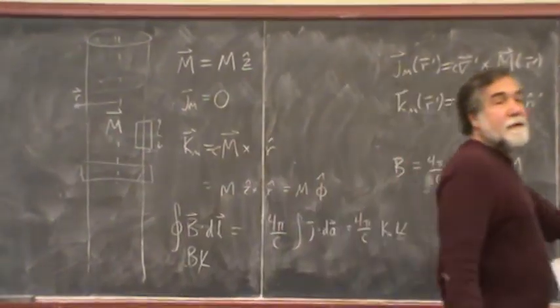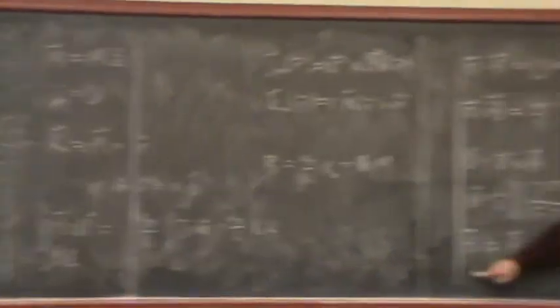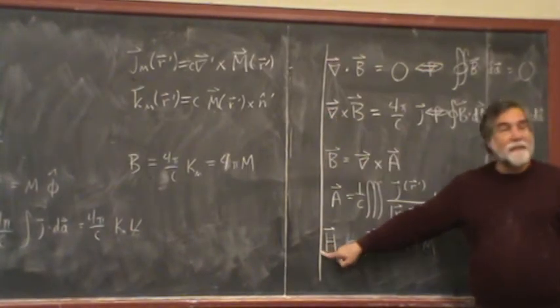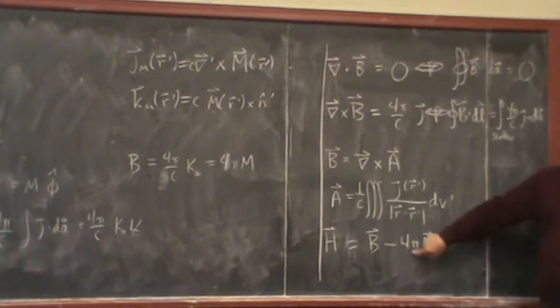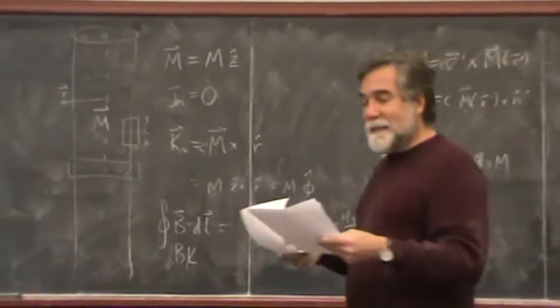And the H field, coming back over here, is just due to the free currents. We had no free currents in the problem, so we had to have B is equal to 4 pi M. Okay, so it works. Everybody happy. So that's the easy one.